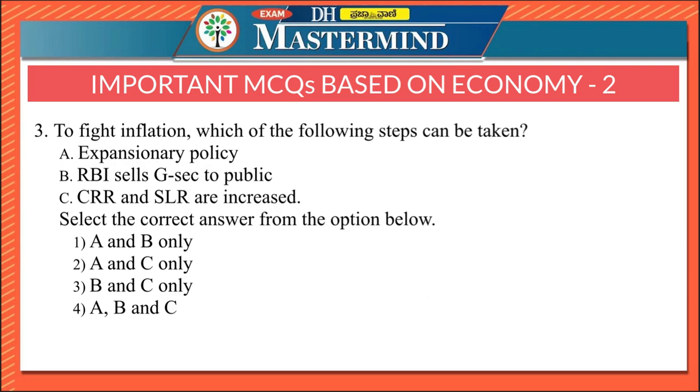To fight inflation, which of the following steps can be taken? Expansionary policy, RBI sells G-Sec to public, CRR and SLR are increased. So here the right option is option 3, B and C only. First of all, let us see what inflation is. Inflation is nothing but a general rise in the price level of an economy over a period of time. Usually it is considered with respect to a base year.